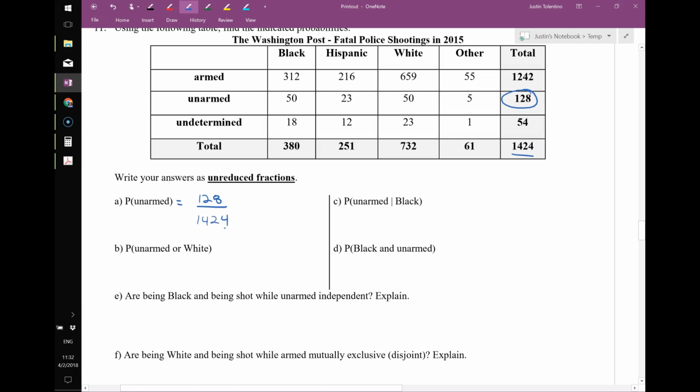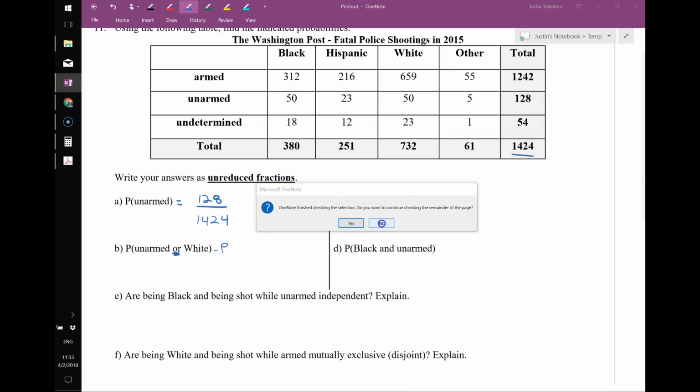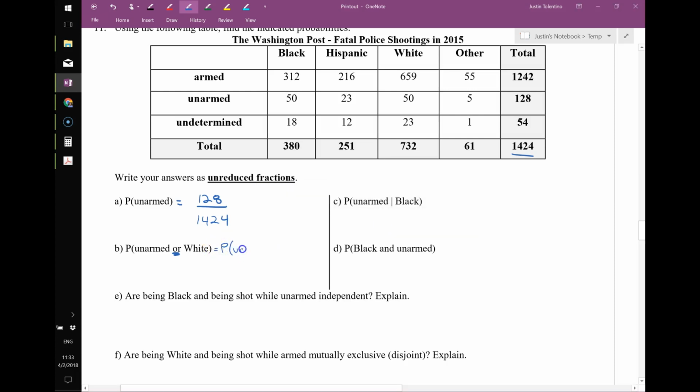Next, it says unarmed or white. So there are a couple ways we can do this. We can look at all these unarmed people or white people right here and find all those and add them together. But there's a nice rule that helps us out. The OR rule is where we can add them together, but then if there's anything that's being double counted, we subtract it out. So that would be the probability of unarmed plus the probability of white, and then minus the probability of unarmed and white.